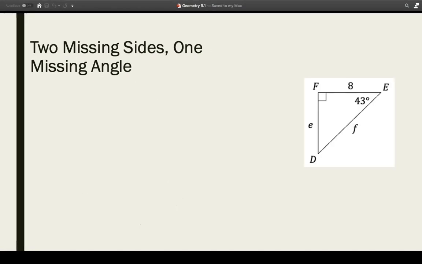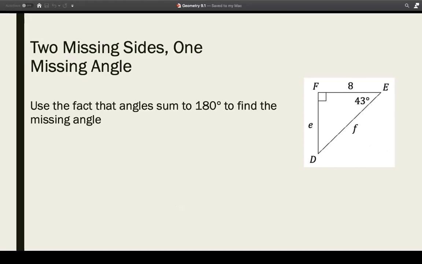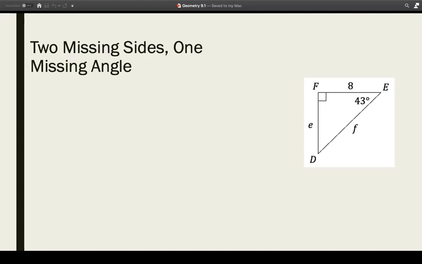All right, so that's one possibility. The other possibility is that we have 1 missing angle and 2 missing sides. So in this case, we are missing both side E and side F, and then also angle D. The first thing we're going to do is find the missing angle. That's going to be the easiest part, just using the fact that those 3 angles have to add up to 180. So 180 minus 90 minus 43 gives us 47.